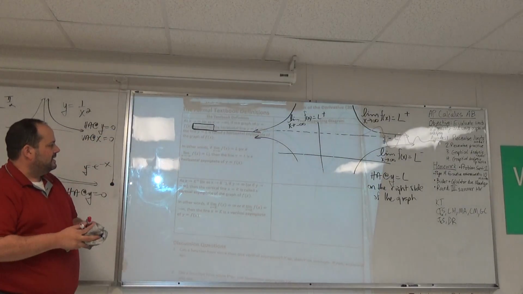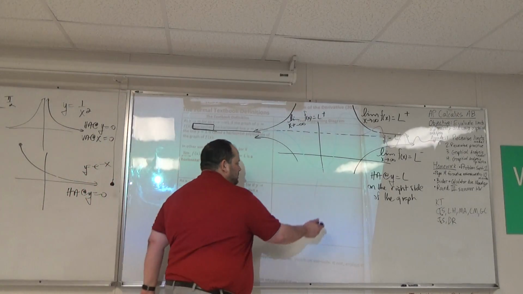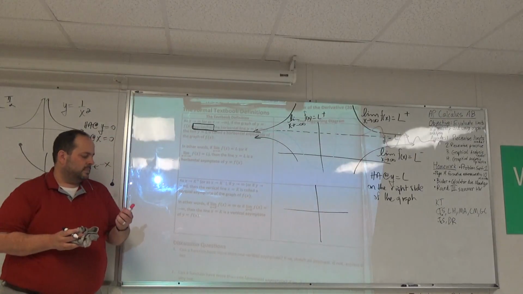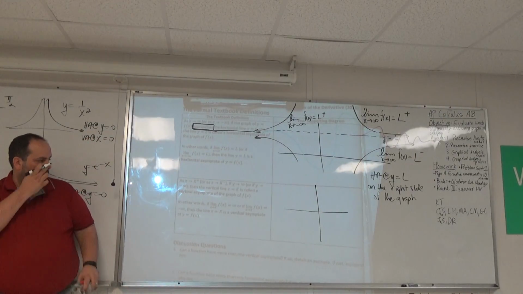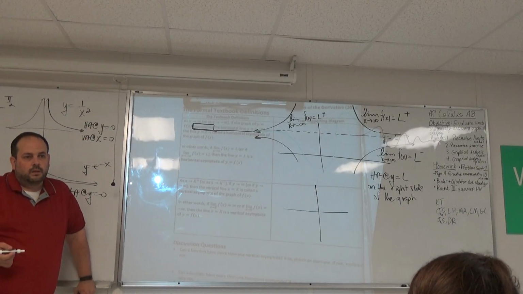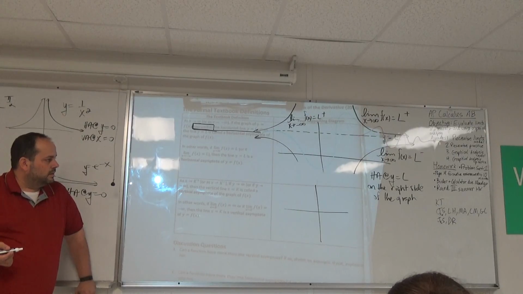David, can I get you to read the technical definition of vertical asymptote? As x approaches k from the right, or as x approaches k from the left, if y approaches infinity, or if y approaches negative infinity, then the vertical line x equals k is called a vertical asymptote of the graph of f of x.